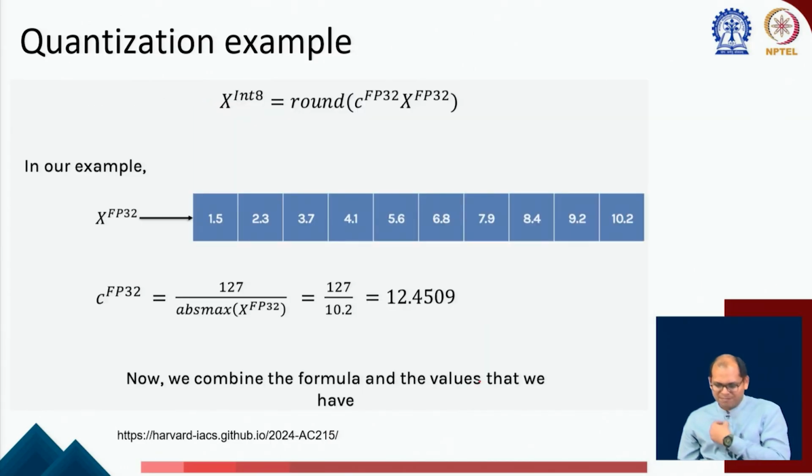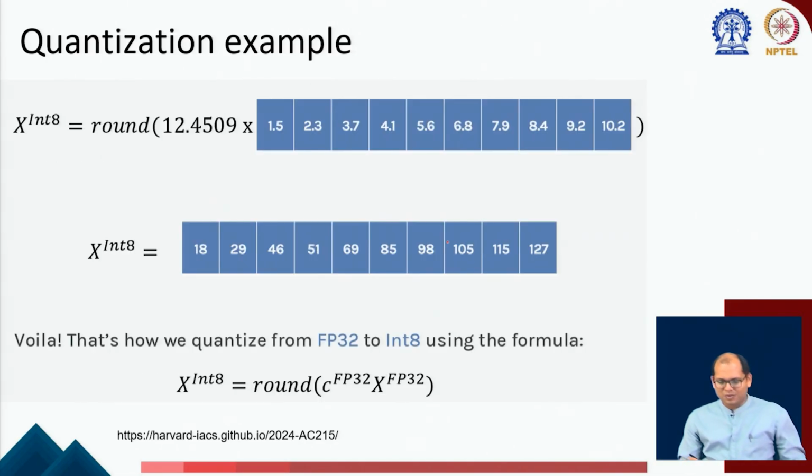Like in this example, this was my 127 divided by 10.2. This is my constant, I multiply each number by that, and I get the corresponding int8 numbers. You see, they will be between minus 127 to plus 127. In this case, they were all positive, but you could have got negative numbers also.